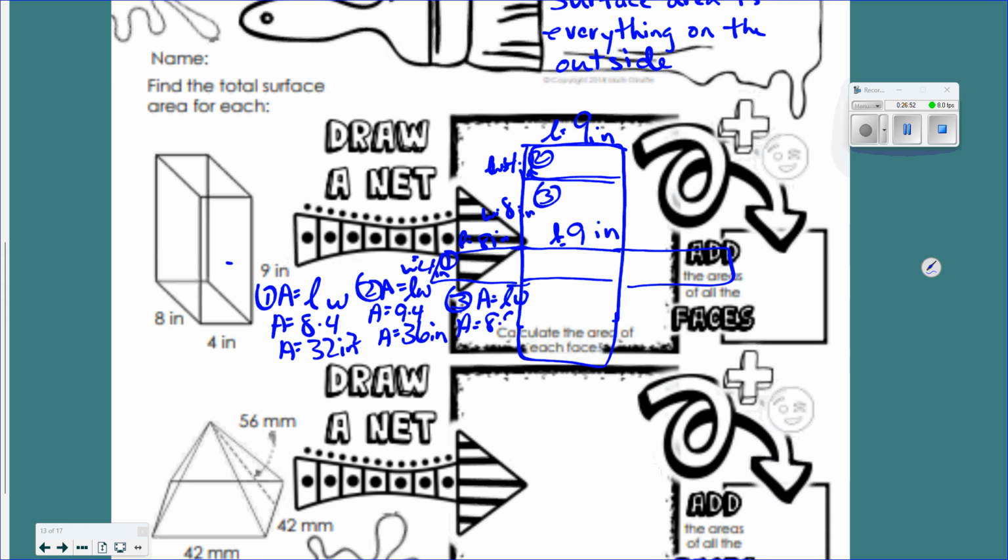Now here are the 2 keys on this. I have 2 of each of these shapes. So I need to double each of these. Double 32 gives me 64. Double 36 gives me 72. Double 72 gives me 144. Now I'm going to add them. 64 plus 72 is 136, plus 144.